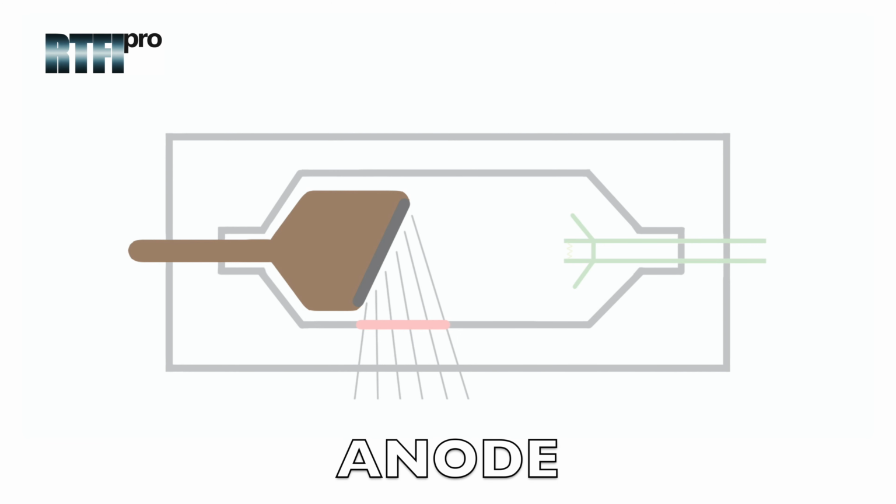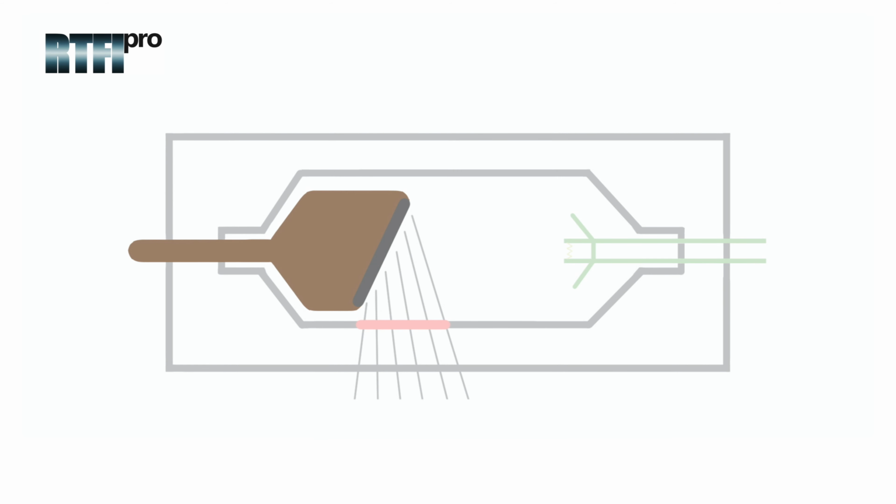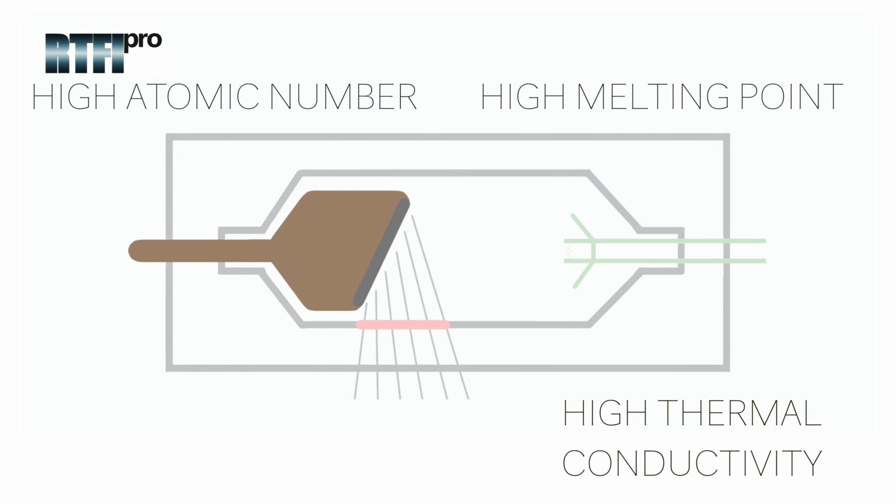The anode is positively charged and made of tungsten, which absorbs the electrons and creates X-rays. The anode is typically at an angle around 20 degrees. Tungsten is used because of its high atomic number, its high melting point, high thermal conductivity, and low vapor pressure.